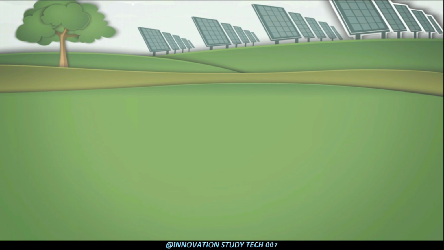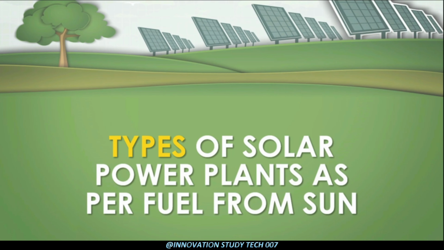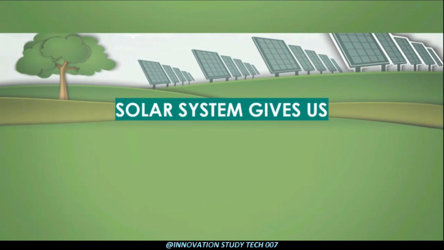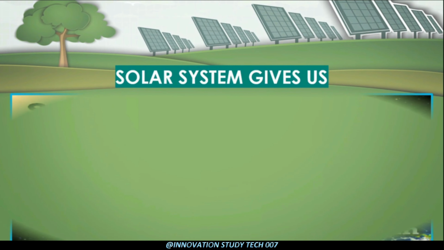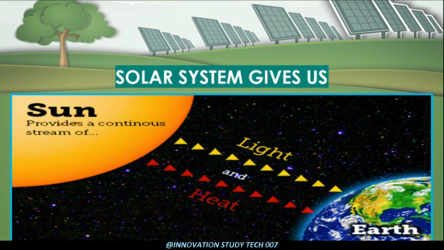In this particular segment, we will discuss the types of solar plants on the basis of the fuel they use. We all know that the sun is the source of fuel for solar plants. The sun as a resource gives us two components. The first component is light and the second component is heat. Solar plants utilize both types of components.